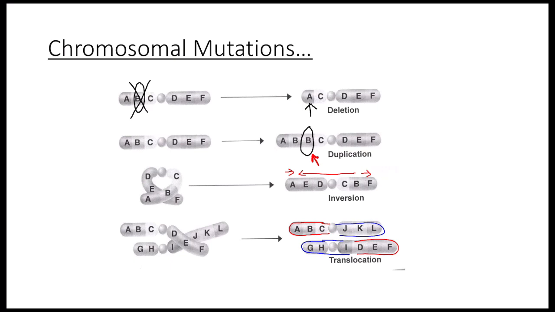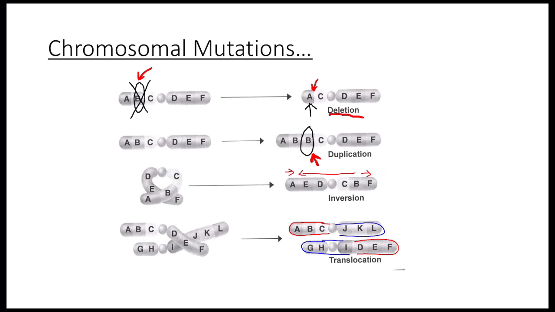So if we look at the first row, this represents a deletion. So you can see that B here has been removed from here. So segment B has been lost. In a duplication, which is the second row, B has now been doubled. So we can see that here. Inversion, which is the third one, the chromosome gets twisted on itself and gets put back together in the wrong order.